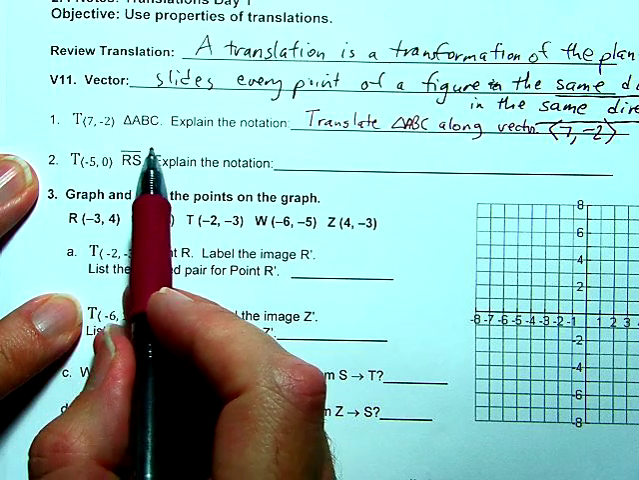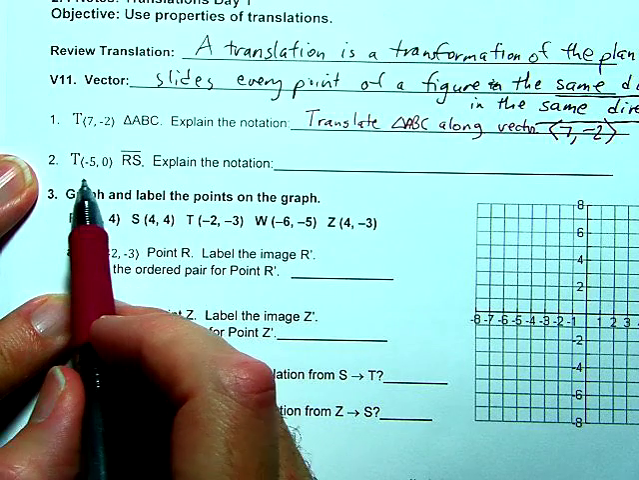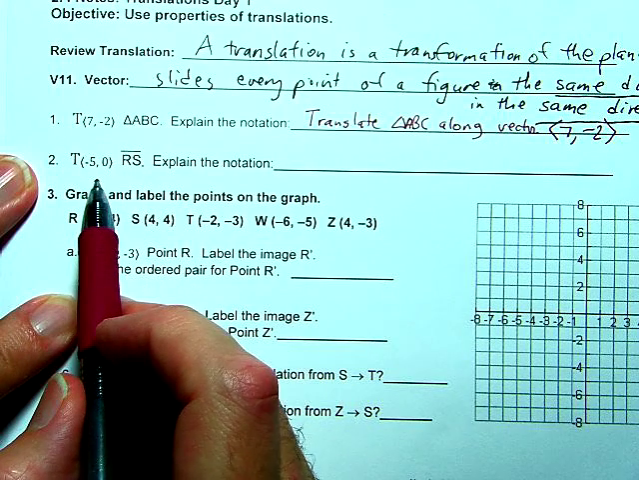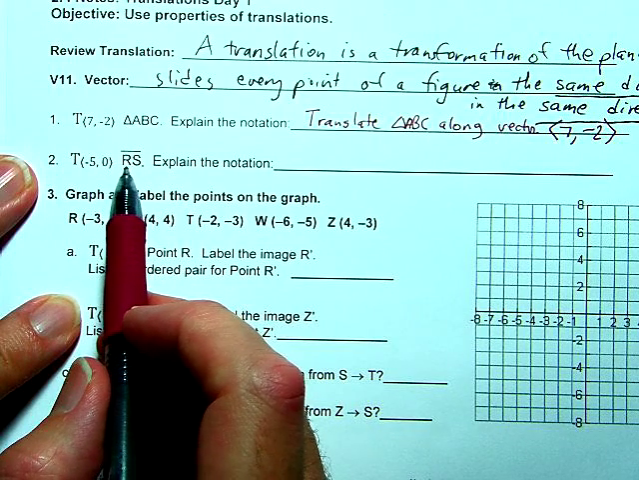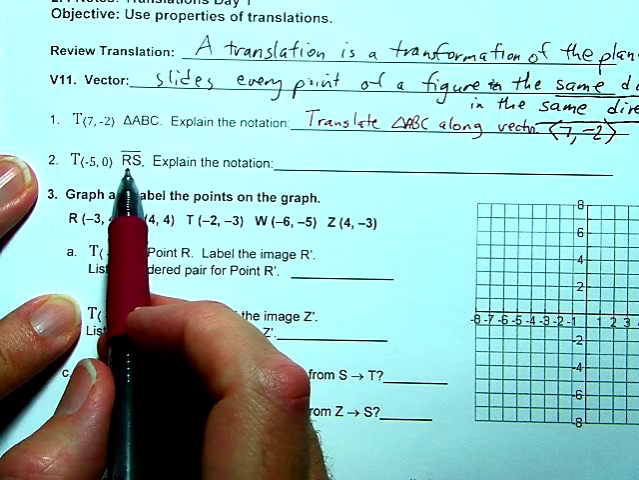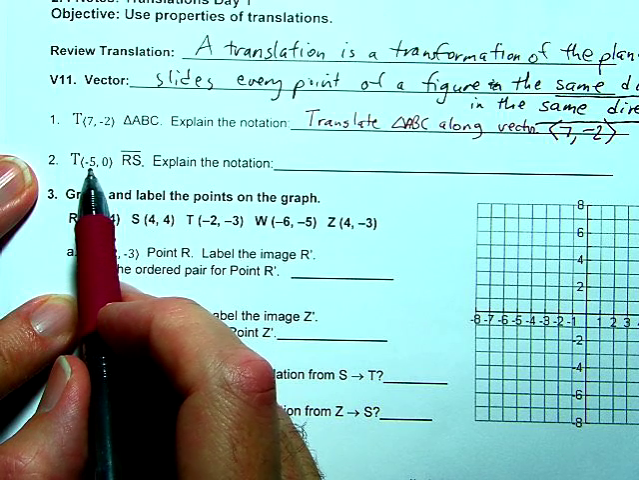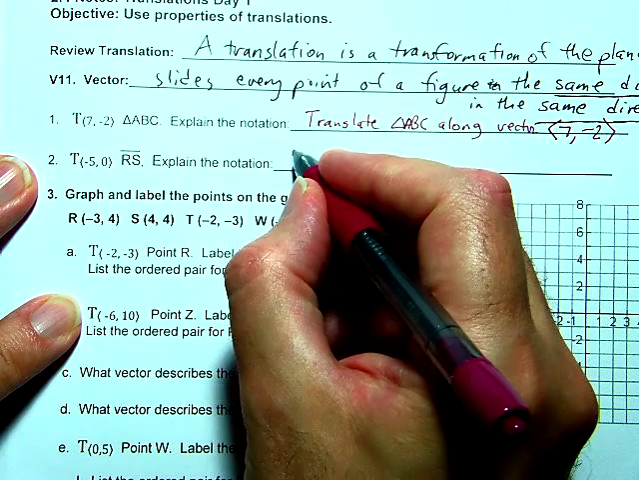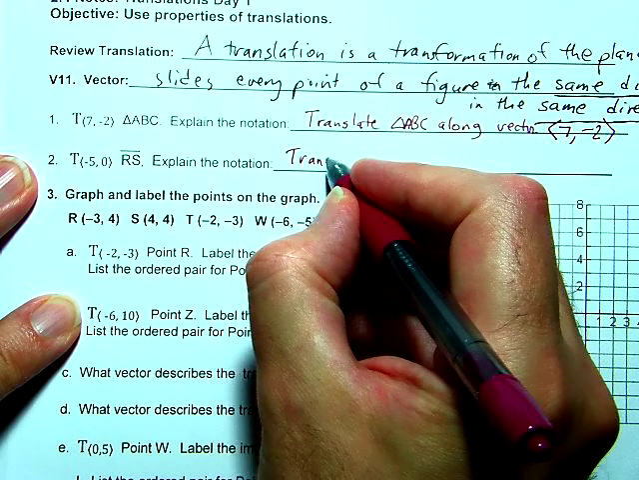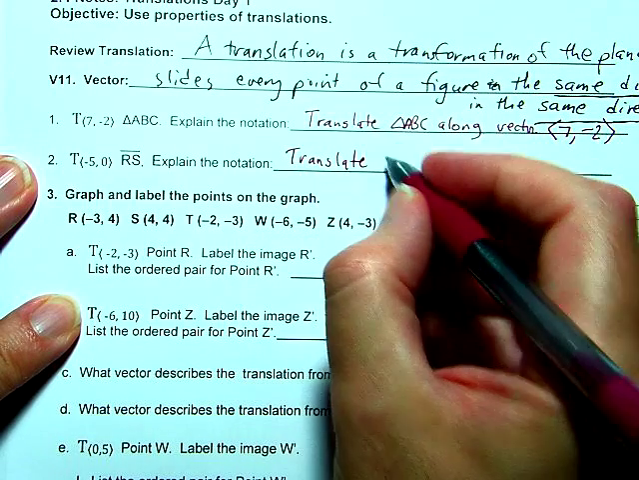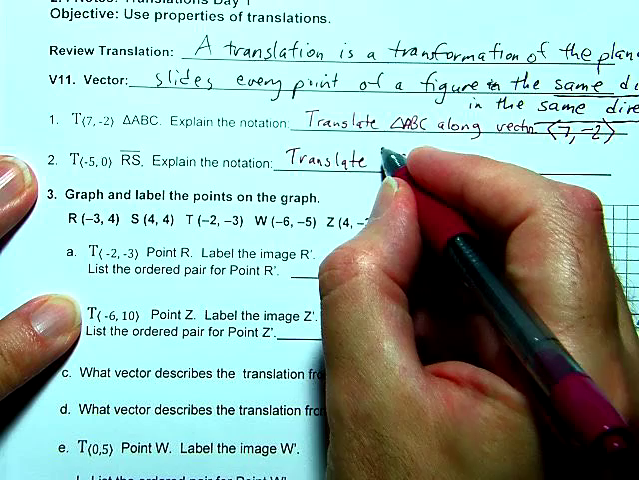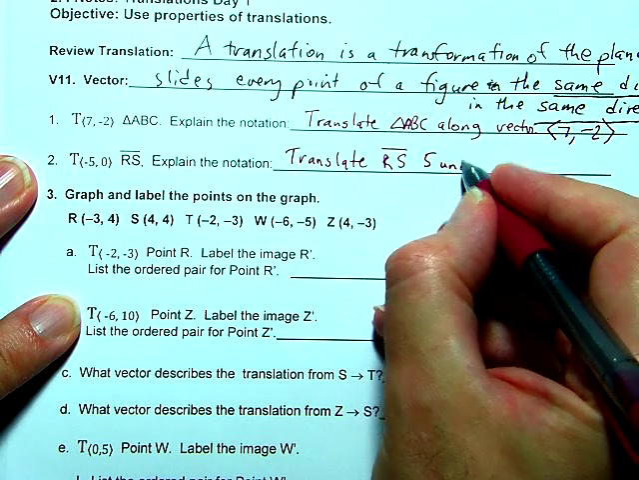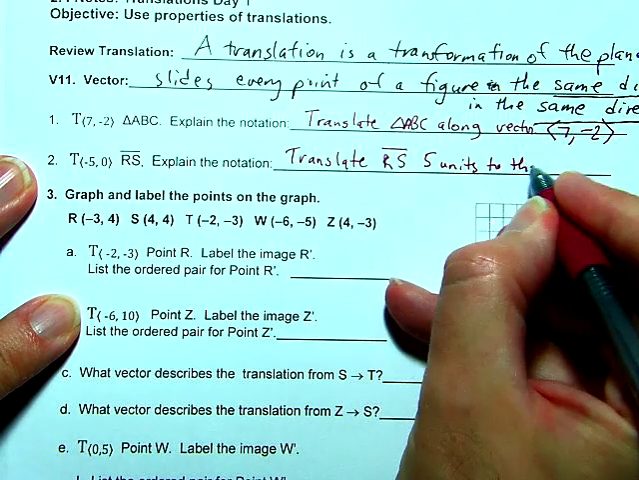So what would that be in words? Translating along the vector negative 5 comma 0 would basically be moving whatever the line segment RS was, moving it 5 units to the left, right? Because this would be negative 5 in the x direction. So this would be translate line segment RS essentially 5 units to the left.